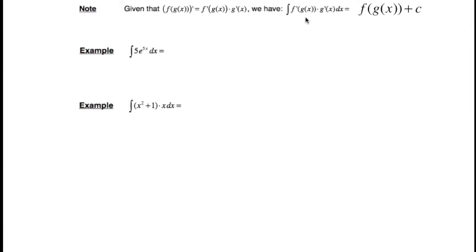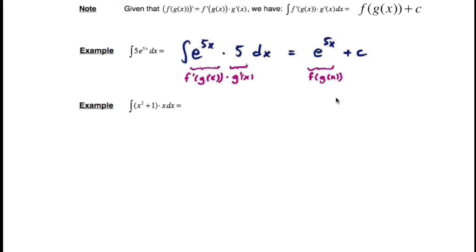What it means is it's going to be very useful and important to recognize when we have expressions that look like that. Here's a first example. If we rewrite it, it's the integral of e to the 5x times 5 dx. This is f prime of g of x, and the inside derivative is 5. What is the original function we're looking for? It's e to the power of 5x. If I take the derivative of e to the power of 5x, indeed I get e to the 5x times the inside derivative.